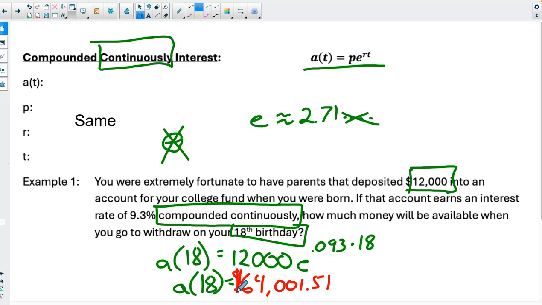Again, come back to the beginning of the problem. What are we looking for? How many times are we compounding this thing? In this case, it's continuously. That's why we're using this formula. That's how it goes. That's what you have to look for.